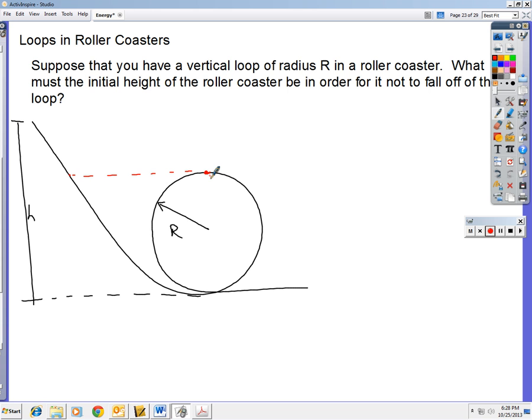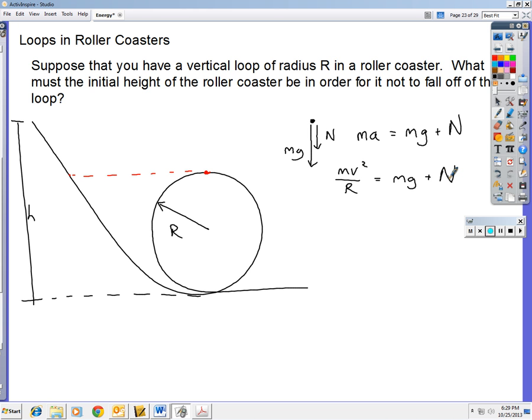So remember, for a free body diagram of the roller coaster at that point, there's going to be gravitational force pulling down on it. There's also going to be a normal force from the track. So we can say that ma equals mg plus N, that's just Newton's second law. But it's going in a circle. So the acceleration is v squared over r. And notice that the larger v is, the larger N is going to be.